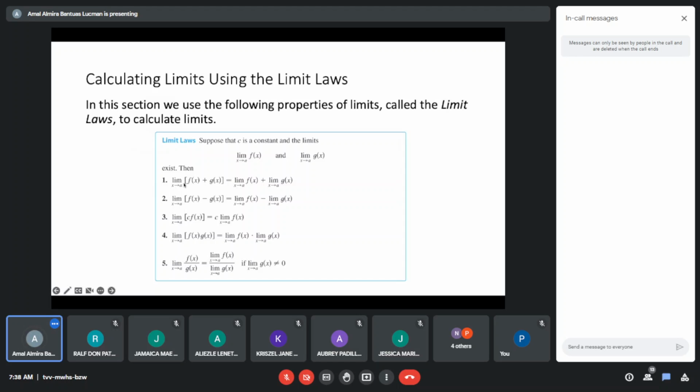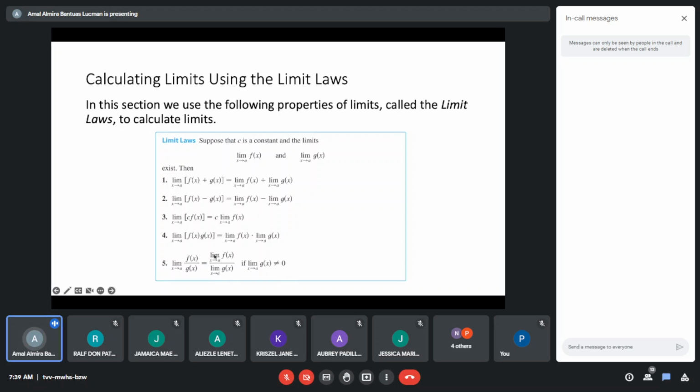Okay? Then the limit of the sum of the functions f and g as x approaches a is just equal to the sum of the individual limits of f of x and g of x. Same goes with subtraction. If we have a constant times the function, the limit would be the constant times the limit of the function. For a product, it would be the product of the individual limits.